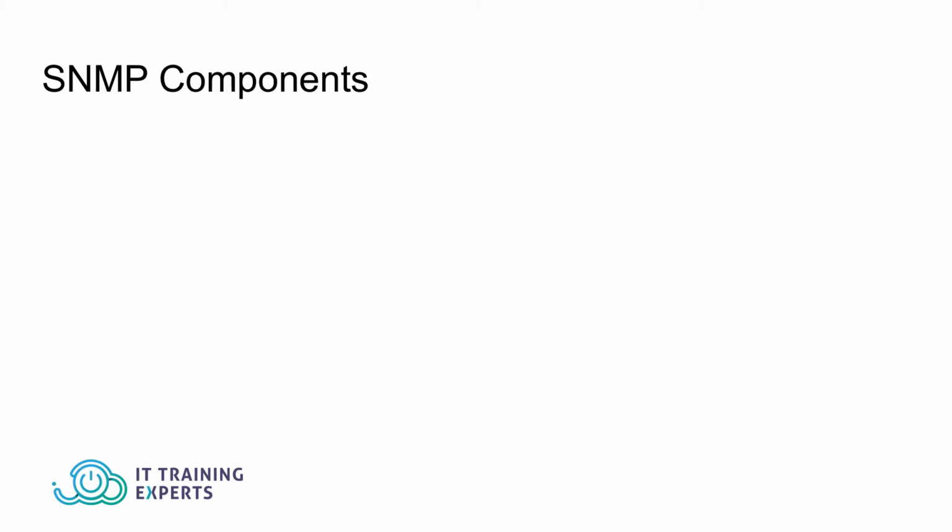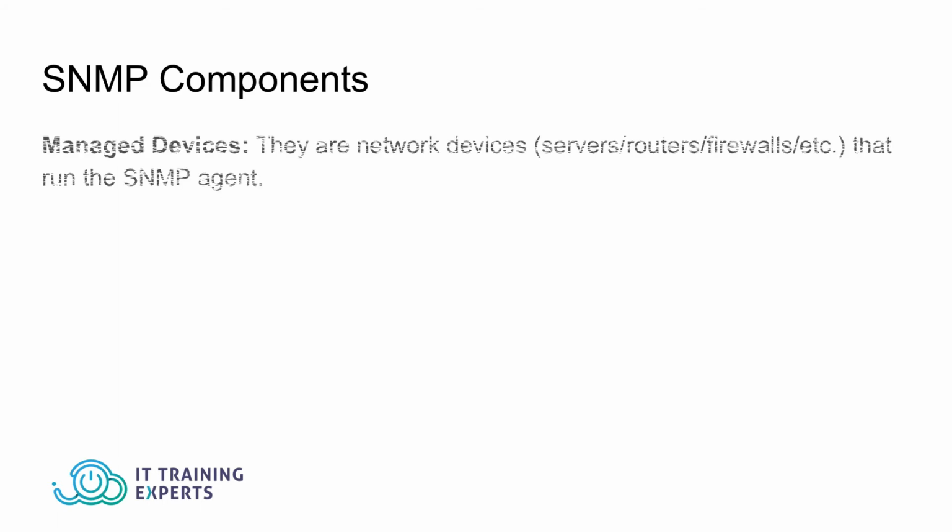So now let's jump into the SNMP components and break this down a little bit, starting with the managed devices. What are these? These managed devices are devices on the network. Can be a server, switch, router, or firewall that run the SNMP agent. So basically any device on the network that can talk SNMP. This could also include IoT devices. It doesn't really have to be your traditional devices you think of being on the network.